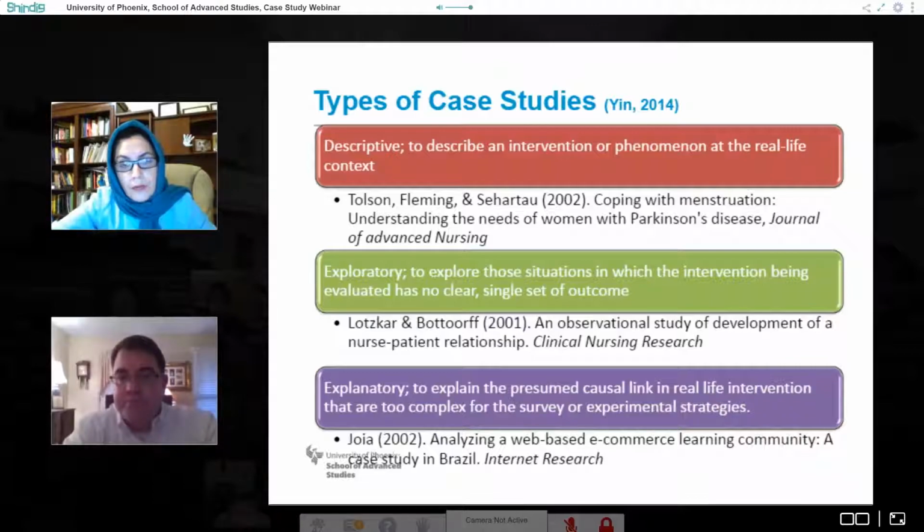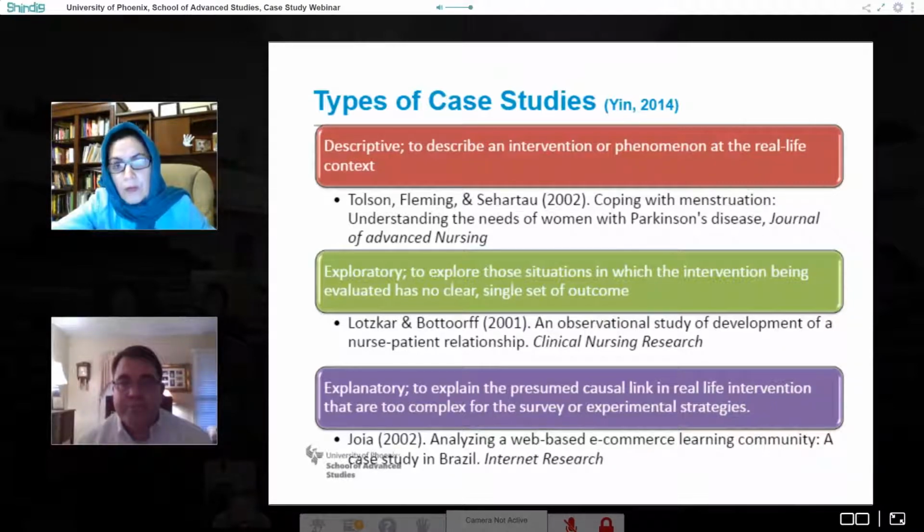So we have the descriptive case study, in which we are going to describe the phenomenon in a real life context. We are just simply describing. And I added an example of a study related to descriptive case study. For example, coping with menstruation, understanding the needs of women with Parkinson's disease. So the researcher simply wanted to know the needs of women with Parkinson's disease.